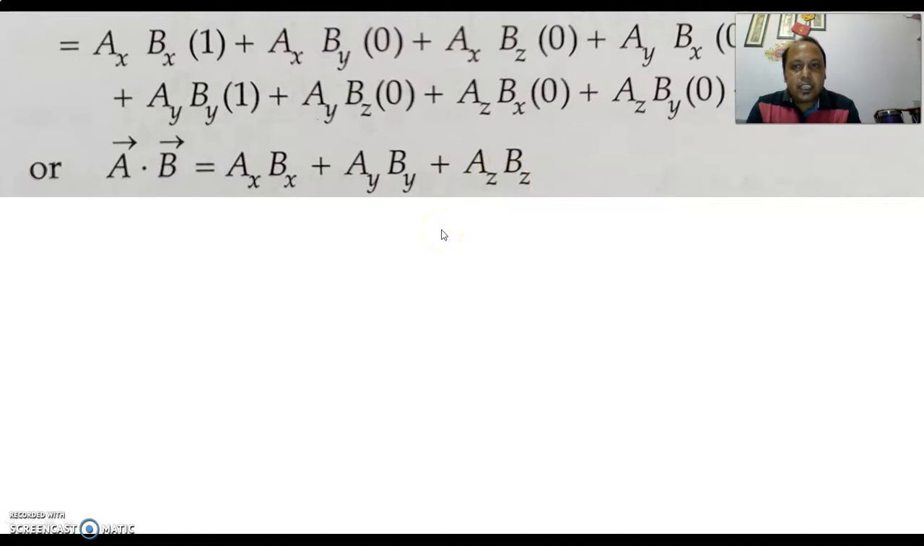So when two vectors, vector A and vector B, are given in terms of rectangular components, the components which belong to I cap will be multiplied, then those that belong to J cap will be multiplied, and those that belong to K cap will be multiplied, and we will get the value of vector A dot vector B. So we have explained two different ways. If the angle is given and the magnitudes are known, we can write vector A dot vector B as AB cos theta. And in terms of rectangular components, we can write it as AX BX plus AY BY plus AZ BZ. These are the two different ways in which we can represent vector A dot vector B.